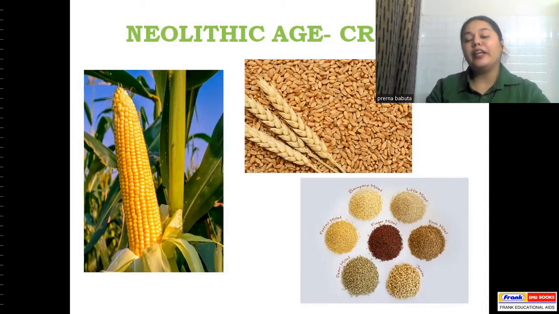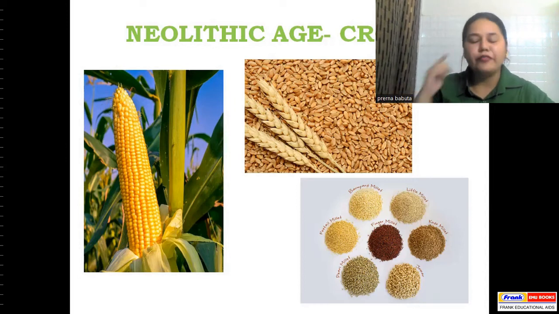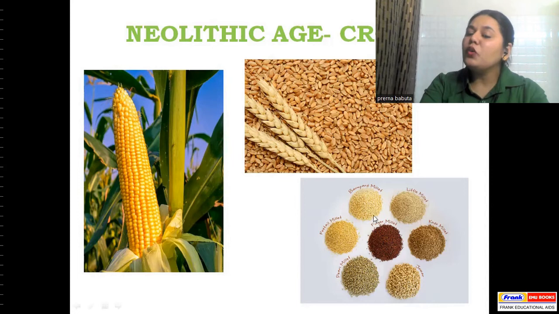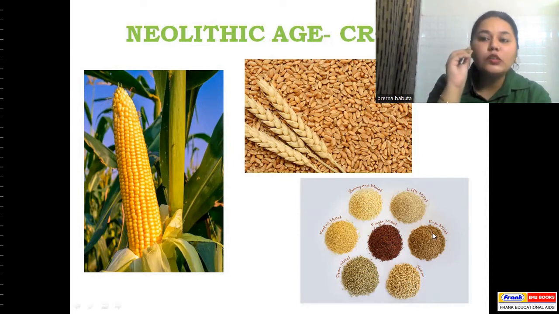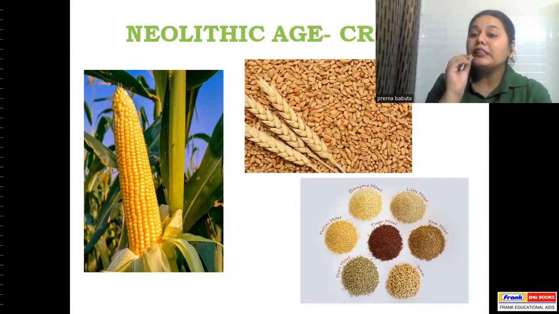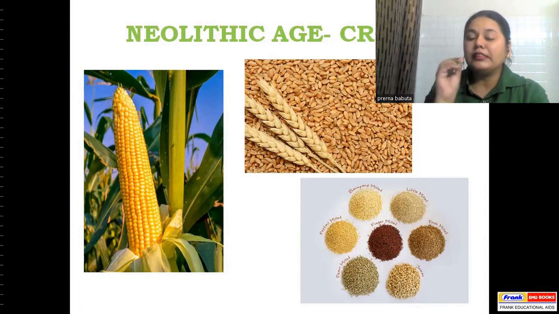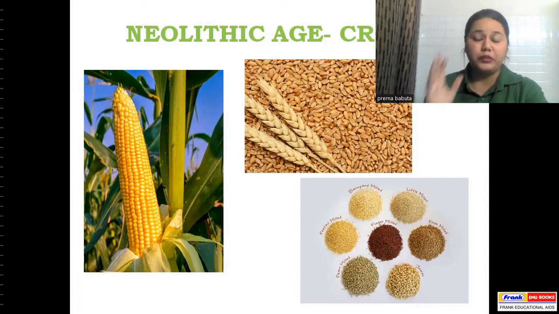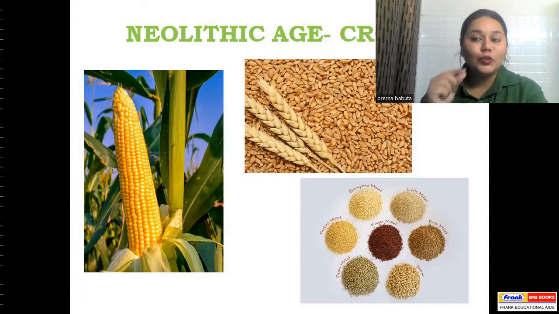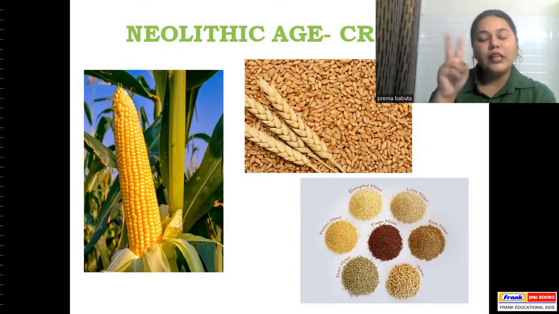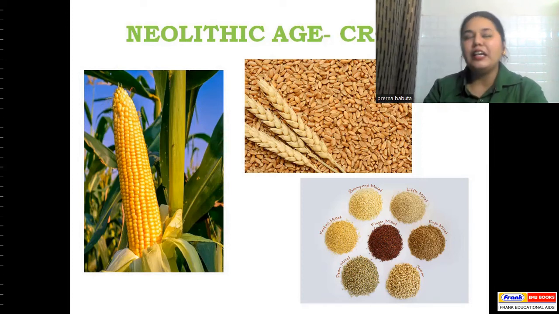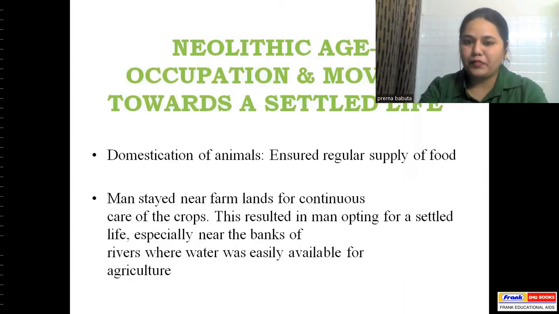Another very important crop that is a staple diet for many people was wheat, and then millets. Do you know what exactly millets are? Millets are basically coarse grains. They have high nutritional value. They're very good in calcium and in vitamins. So millets is something that you should include in your diet. So corn, wheat and millets were the main crops grown by the man of the Neolithic age.